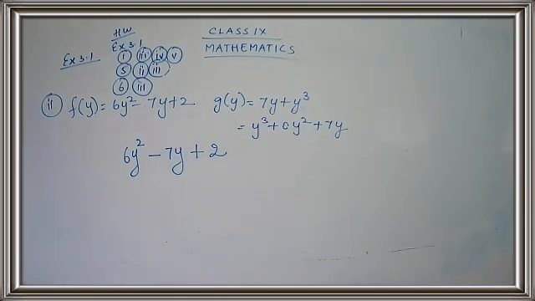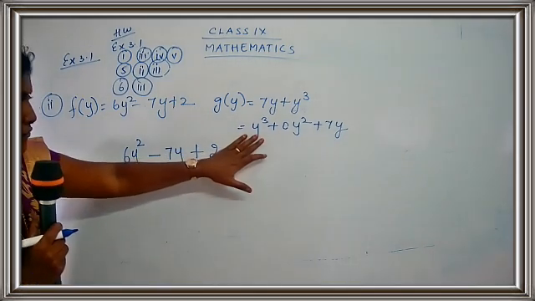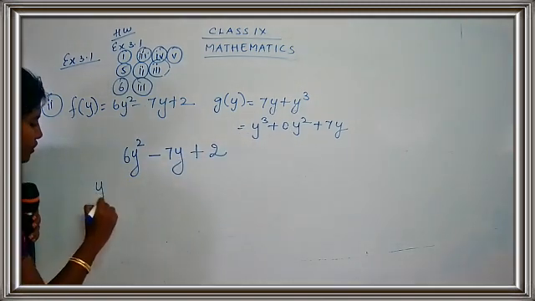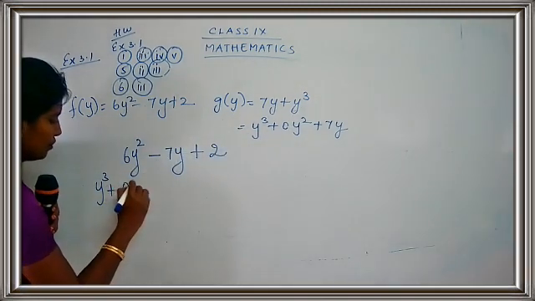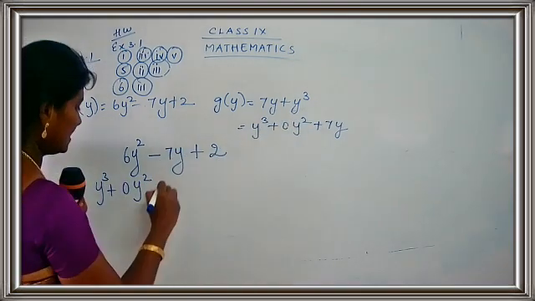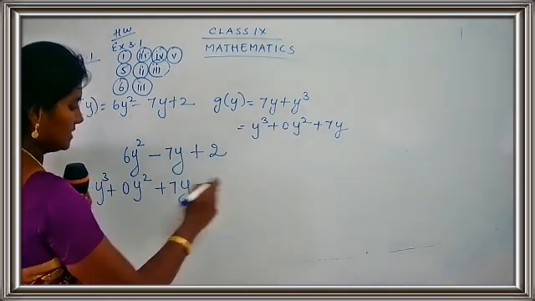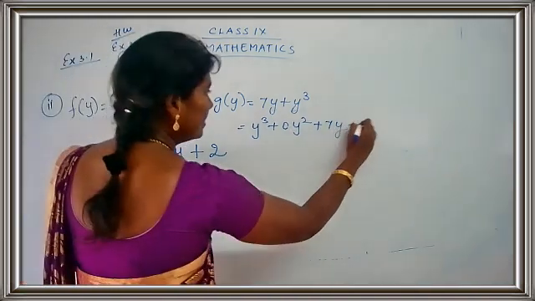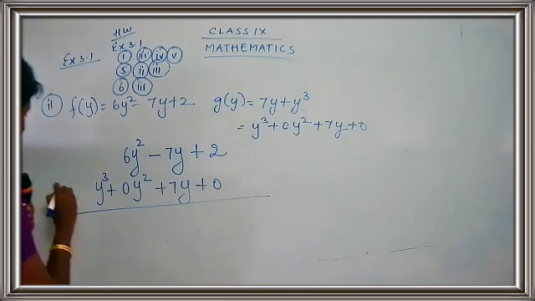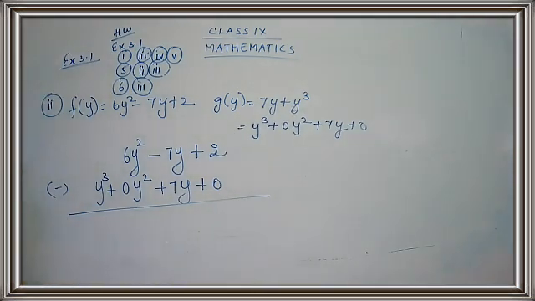Now you are going to write the second polynomial. Be careful when you arrange the terms. Here you have y cube, so bring here y cube plus 0y square plus 7y. No constant term is here, so you can just put 0 there. So write down the terms carefully. Write down the polynomials properly. 6y square minus 7y plus 2. And the second polynomial is y cube plus 0y square plus 7y plus 0.